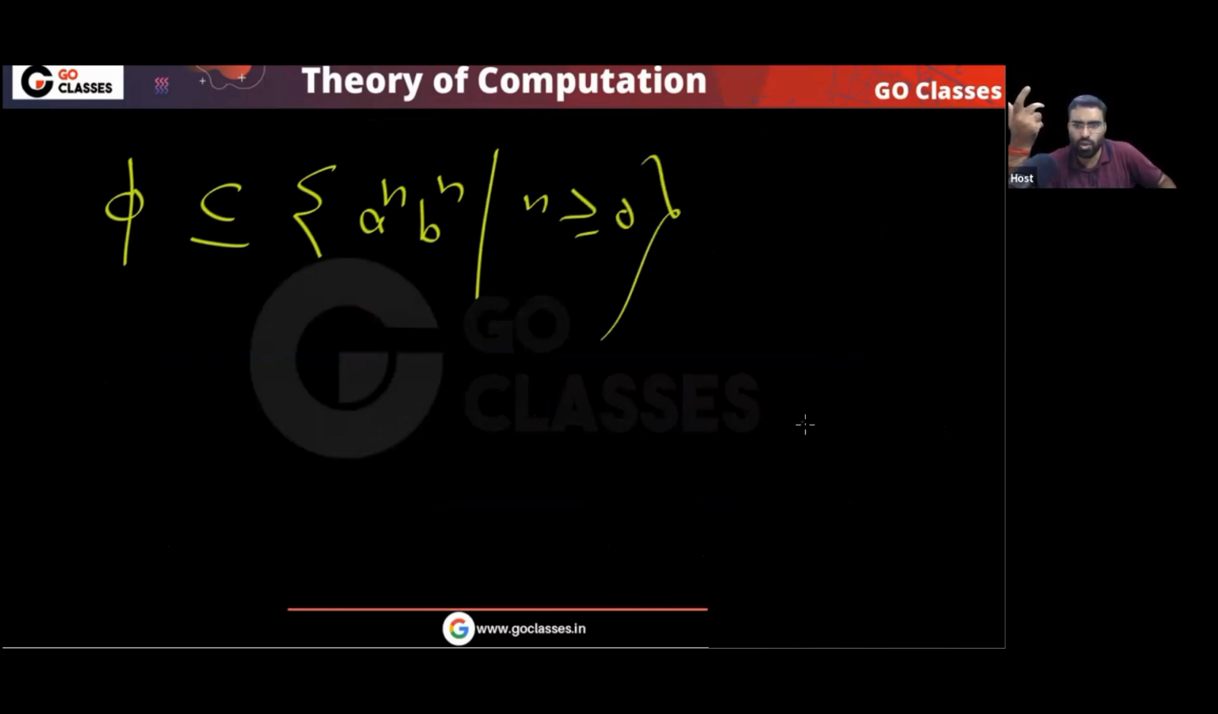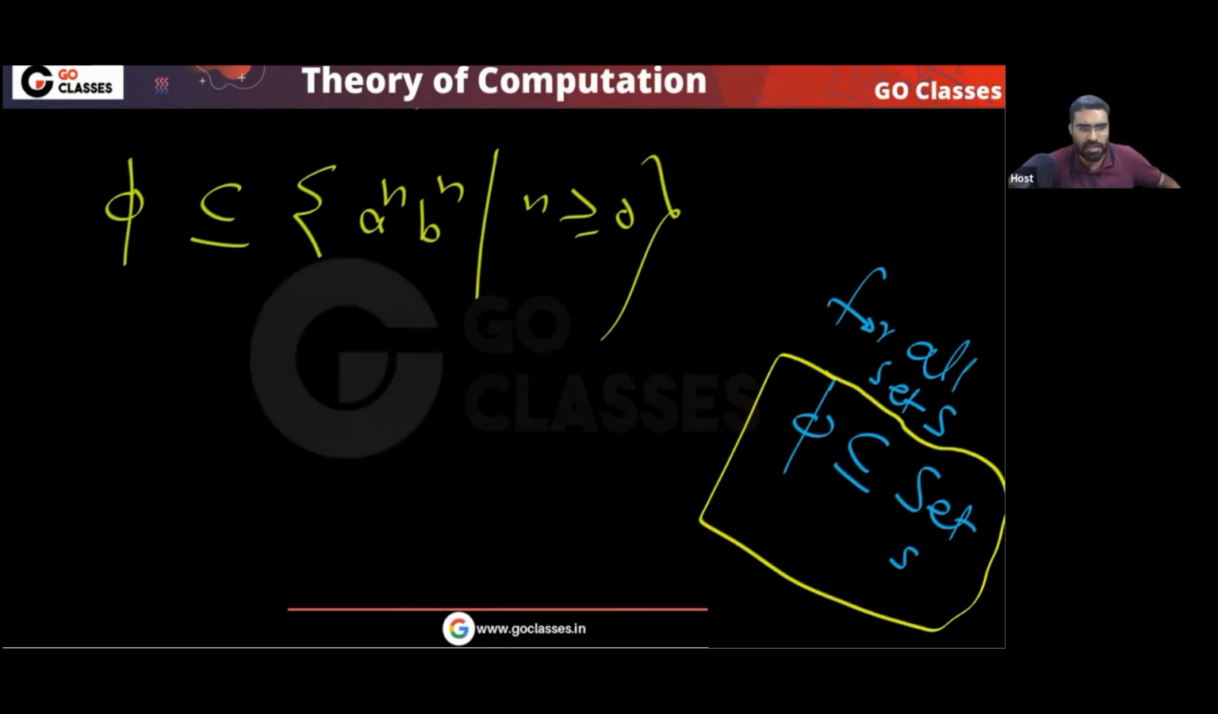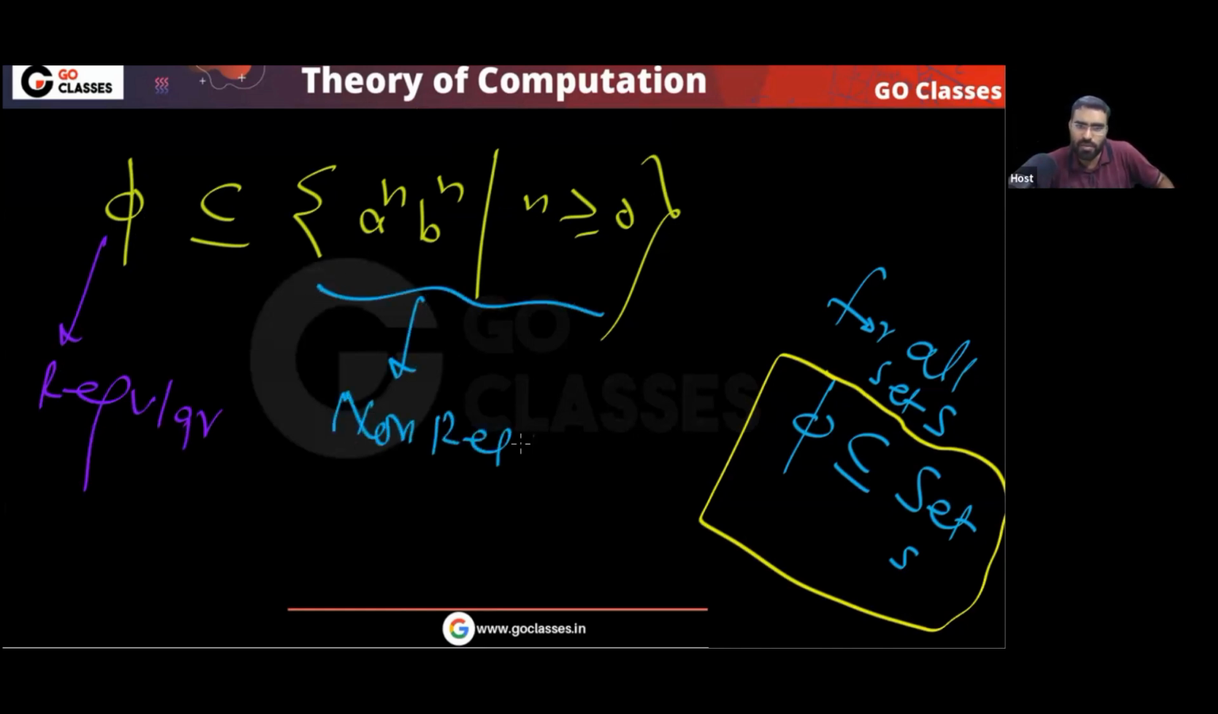Yes or no? You know that phi is a subset of every set S. For all sets S, this will happen. So remember, phi is a subset of every set. You cannot say this is regular, and you cannot say this is non-regular. In our lectures, we have proved that this is non-regular.